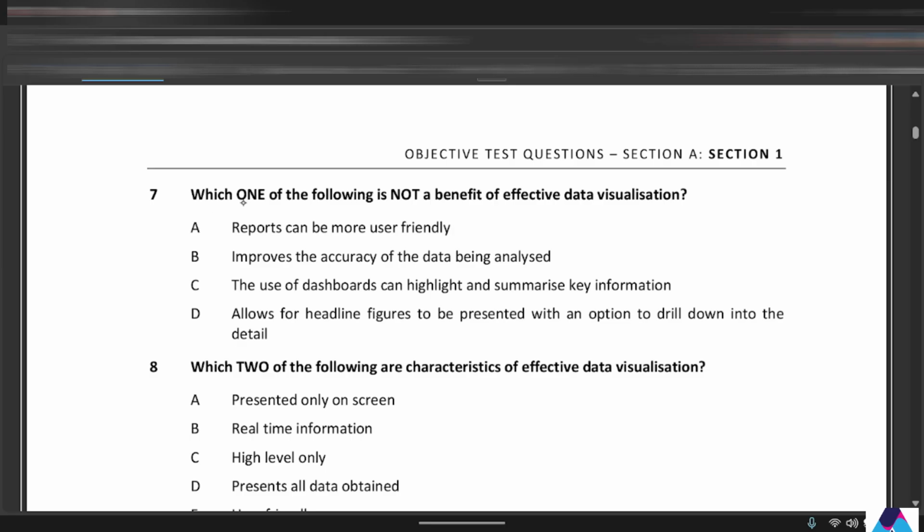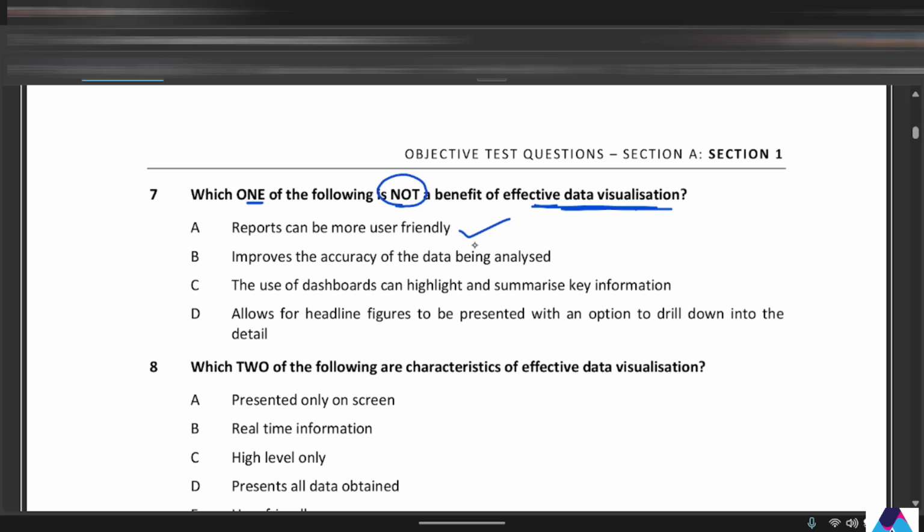So question number 7 says, which one of the following is not a benefit of effective data visualization? Now, data visualization, you guys know that you basically present the data in the form of bar charts, pie charts, and much more, right? So that's data visualization. Then it says reports can be more user friendly. Yes, obviously, reports can be more user friendly because reports are cleaner and easier to digest if you present them in the form of visualizations, pictures, bar charts.